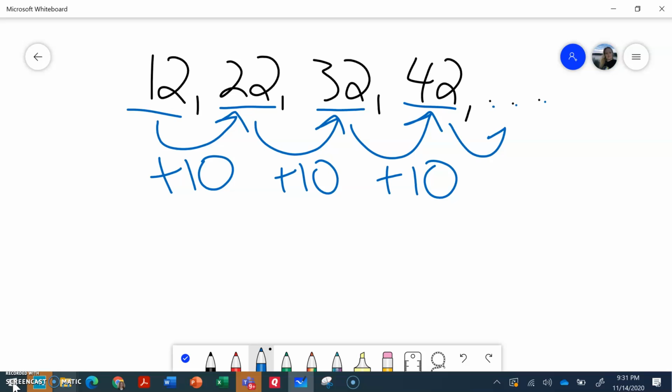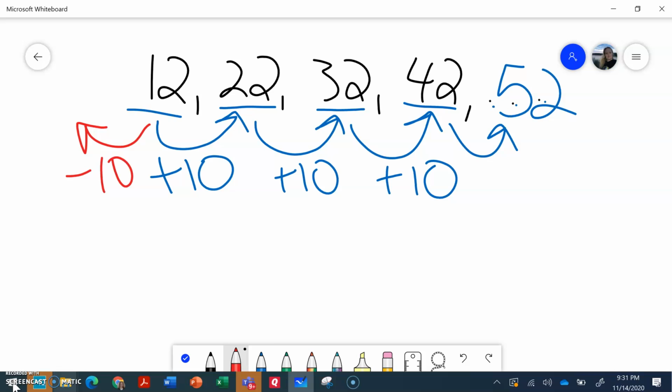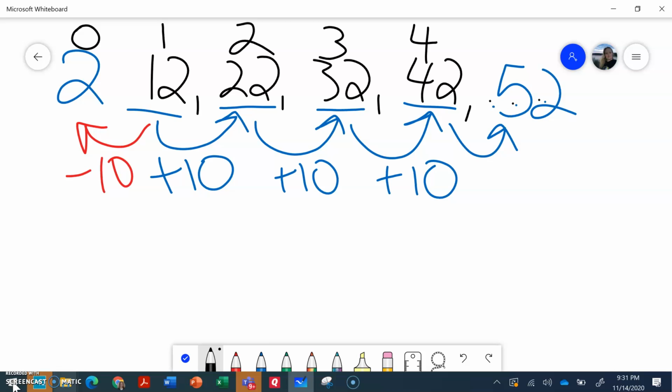That also tells us that the next number in the pattern is 52. And likewise, if I wanted to go backwards and find the number that happens when I'm at the very first number in the sequence, 0, I have to subtract 10, and that number is going to be 12 minus 10, or just 2. And we know, based on what we've already learned, that 2 represents the 0 term, 12 is the first, 22 is the second, 32 is the third, and so on, the fourth, the fifth term in the sequence.